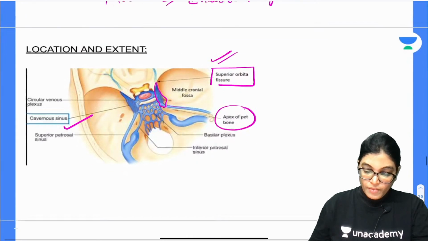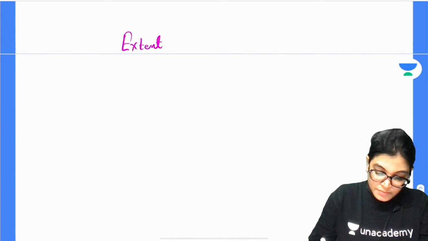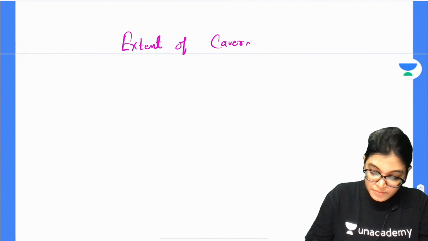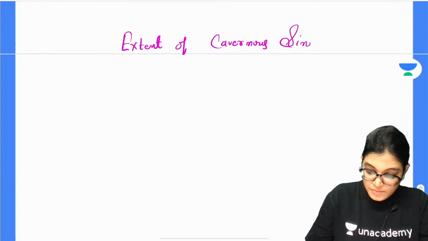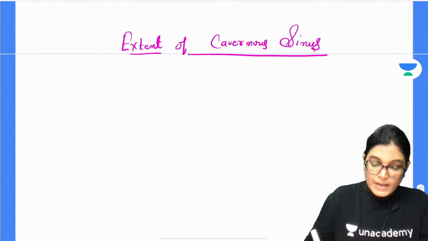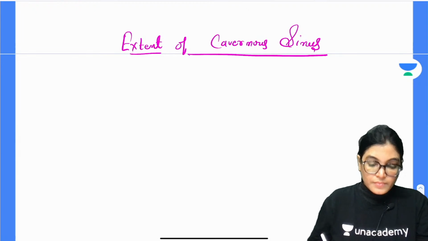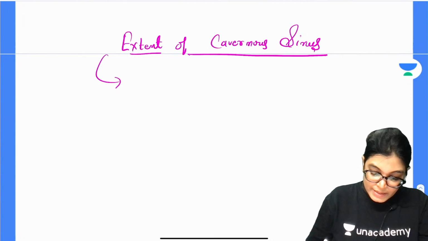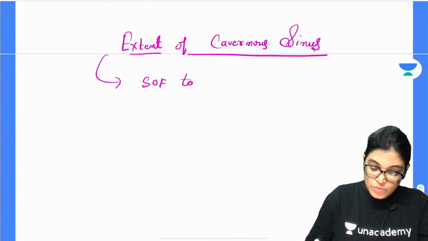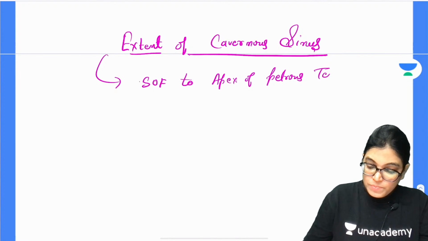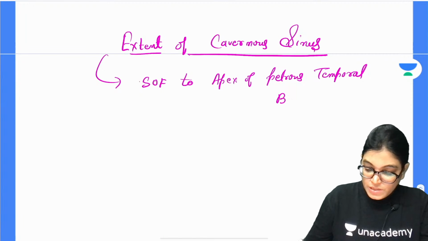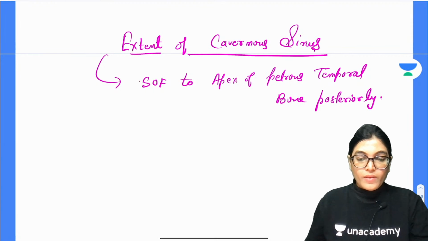So write down extent of cavernous sinus. It extends from superior orbital fissure to apex of petrous temporal bone posteriorly. Done?